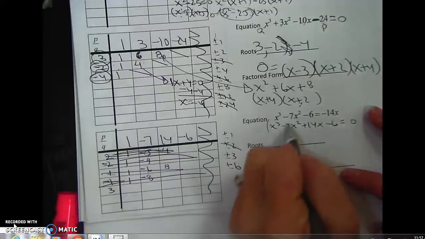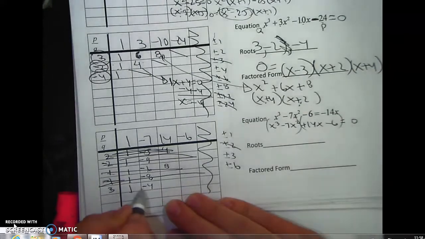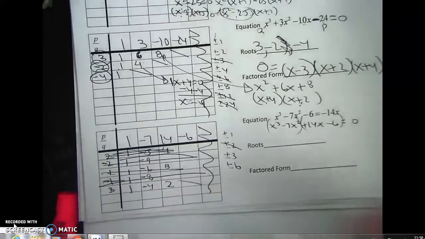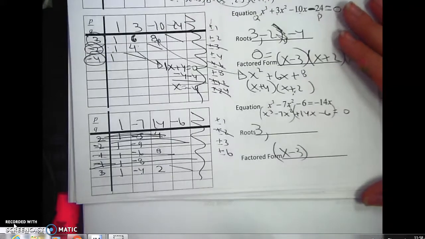By the way, I already know that this isn't factored by grouping. Bring down the 1. 3 times 1 is 3. Minus 7 is negative 4. 3 times negative 4 is negative 12. Plus 14 is 2. Woohoo! Whew, I was worried it wasn't going to work. So I found one of the roots, and I can write it in factored form.